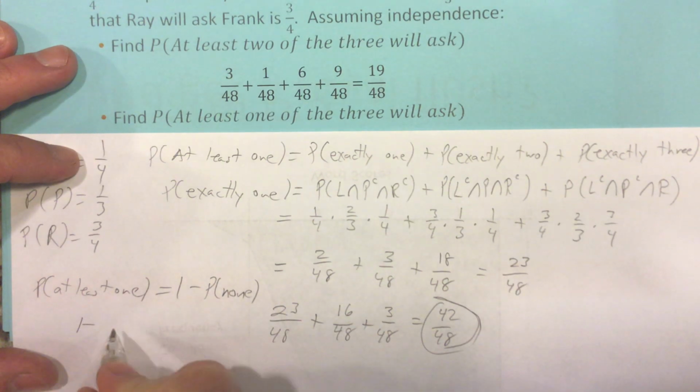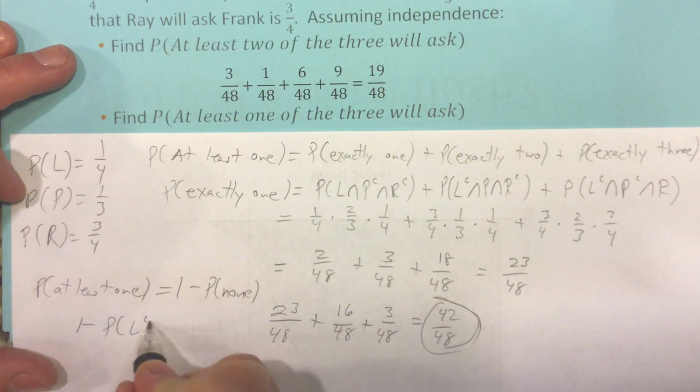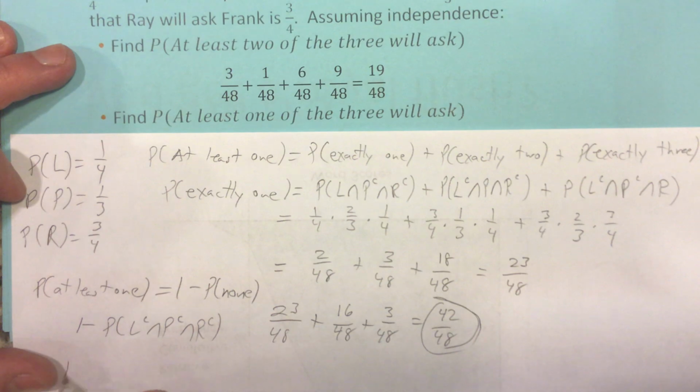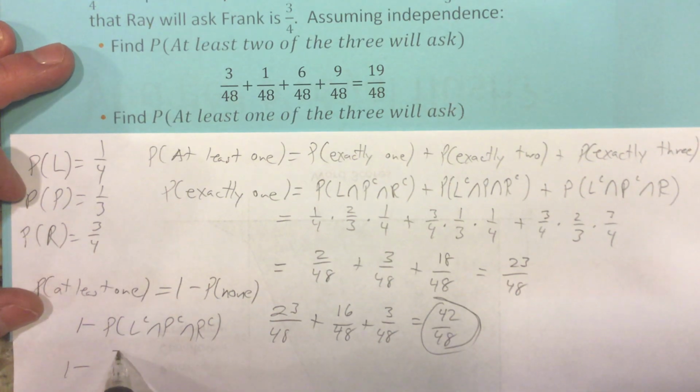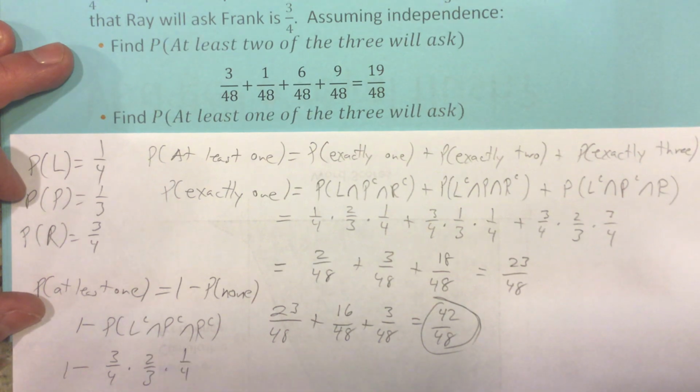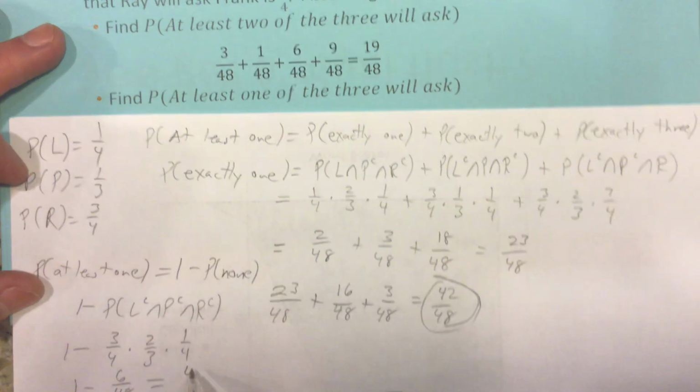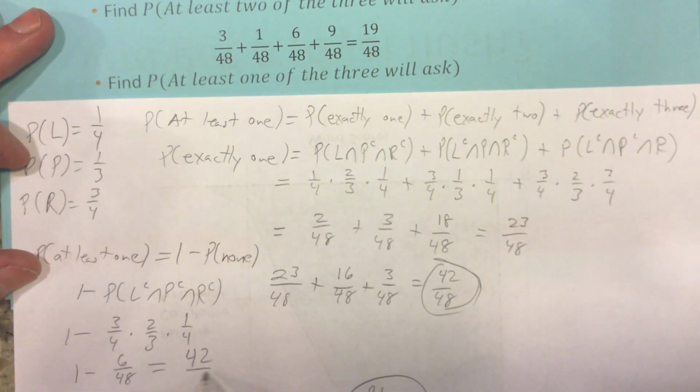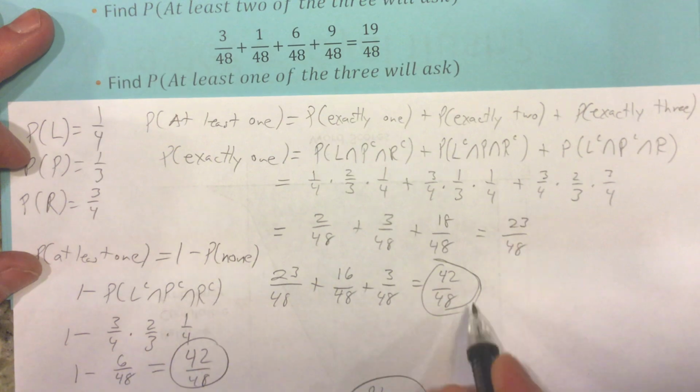So that's 1 minus the probability of none. That would be all complements, right? Leon complement, Paula complement, Ray complement. So that is 3/4 times 2/3 times 1/4. That is 1 minus 6 out of 48, which is 42 out of 48. Bingo.